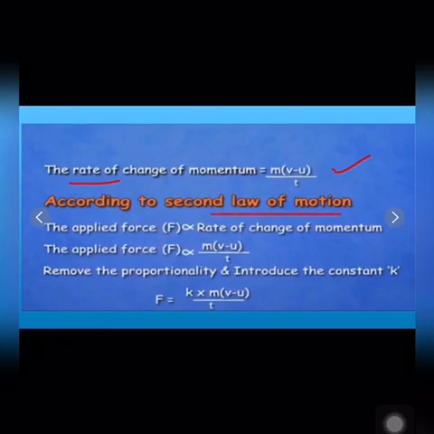According to the second law of motion, this rate of change of momentum is directly proportional to the force applied. So this can be written as F ∝ m(v − u)/t. To remove this proportionality, whenever we remove the proportionality sign, we always introduce a constant. So we introduce a constant called k, and this equation becomes F = k × m(v − u)/t.